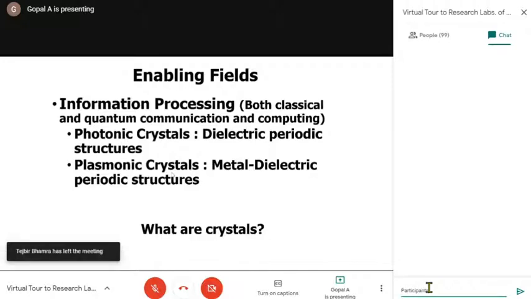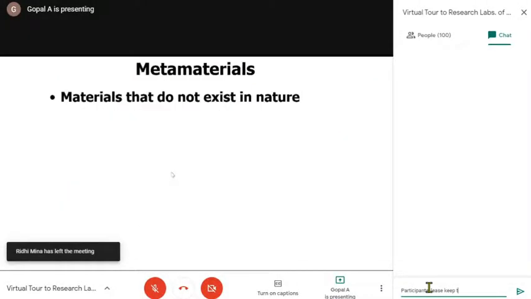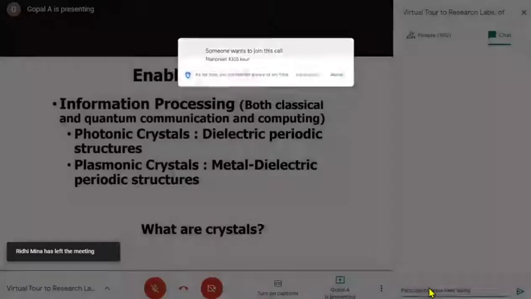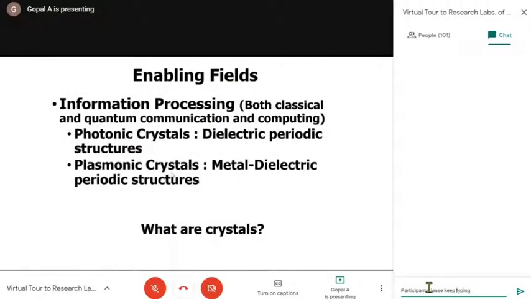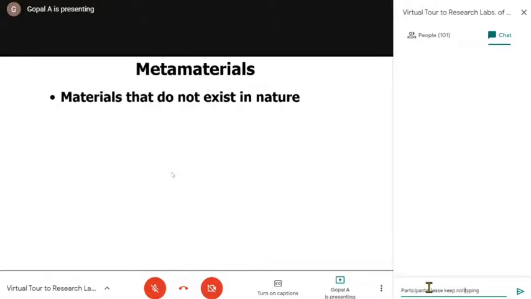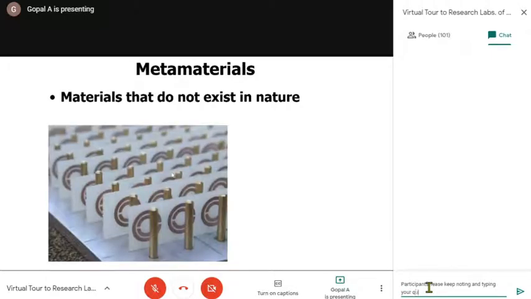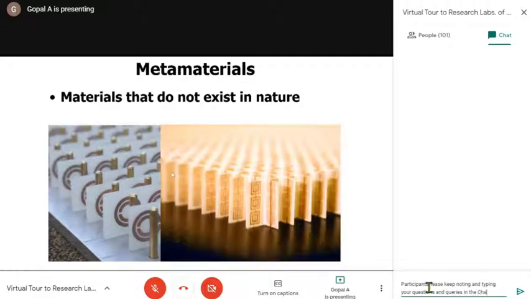And this is because of the periodic nature of it. Similar to these electronic crystals, the standard crystals which we see around us, you can also have photonic crystals or plasmonic crystals. These can be used for something called metamaterials nowadays. We work on these metamaterials. Meta means which do not exist in nature. Okay? So for example, these are some early metamaterial structures which were made. These are for microwave frequencies, which were demonstrated earlier.